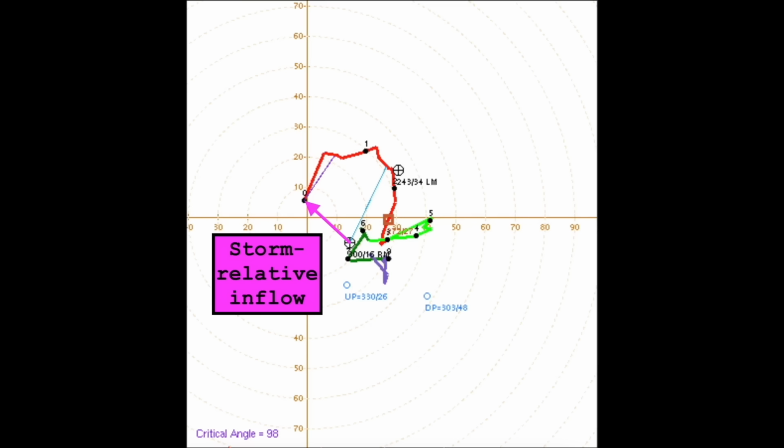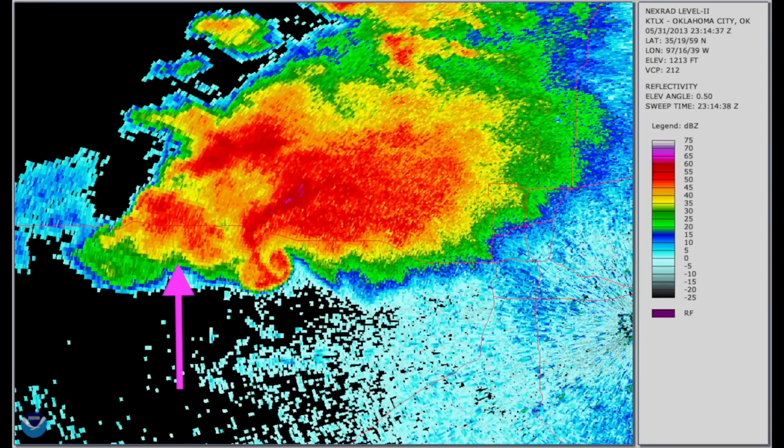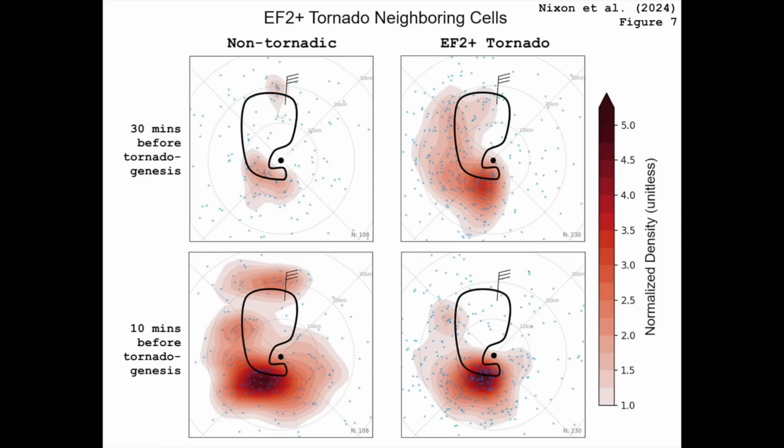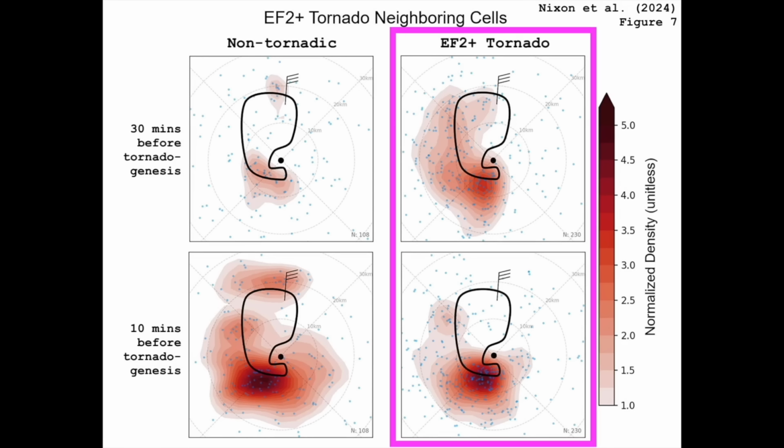Now the question is, where does this outflow come from? Auxiliary storms near the rear flank of the supercell. As shown in their plots of the density of convection in proximity to a hypothetical supercell, Nixon et al. 2024 found that in cases of significant tornadoes, the amount of auxiliary convection near the rear flank of the storm tends to increase in the time leading up to tornado genesis.